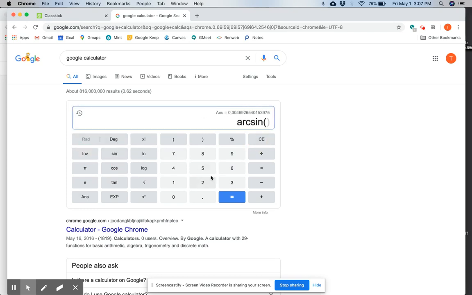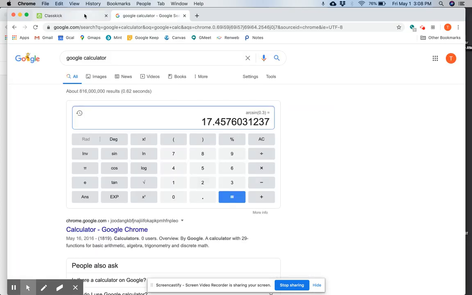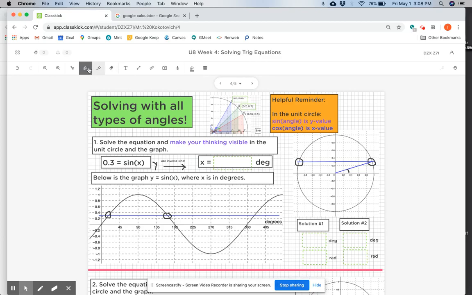Inverse sine of 0.3 is equal to 17.45 degrees. Now, does that make more sense here? 17.45 degrees, yeah, I can see that being true. So I'm going to mark that on my unit circle right here, that this angle right here is 17.45. I'm going to round that up to 17.5 here.